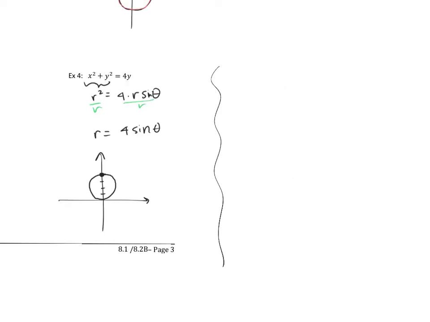Now if I didn't know polar equations and polar graphing, I would have to complete the square, which isn't impossible. That's fine. We can do that. We would have plus y squared, subtract 4y from both sides.